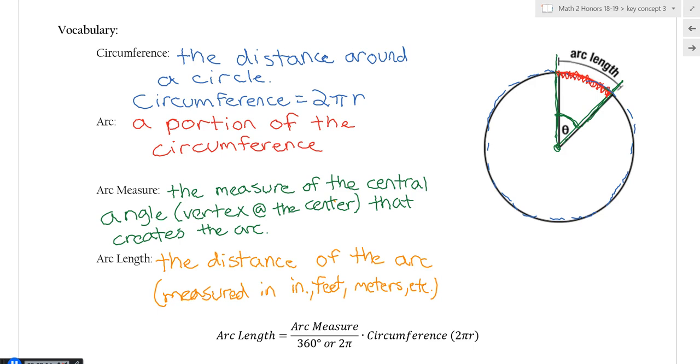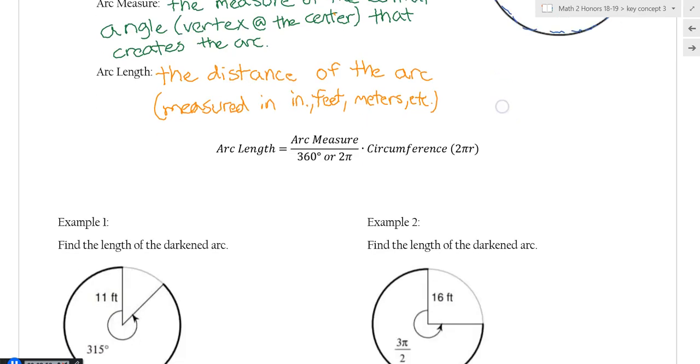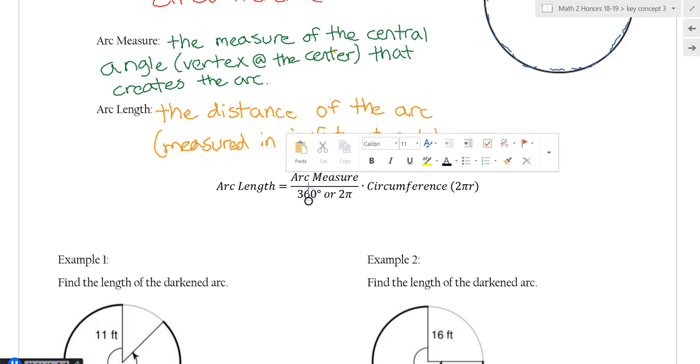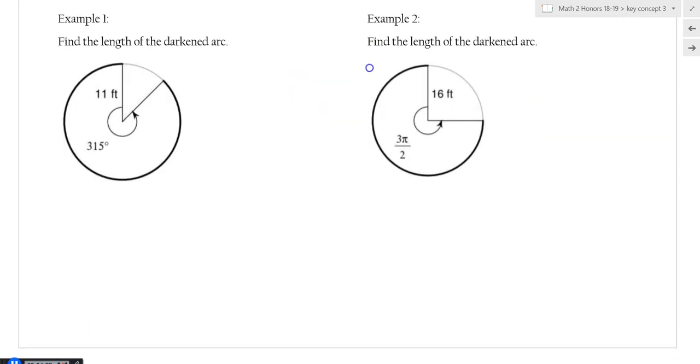Okay. So how do we find the arc length? Well, the arc length is a portion of your circumference. So we take our circumference and multiply it by whatever that fraction is, and we find that fraction by the angle over 360. So if it was 60 degrees, it'd be 60 over 360, that fraction of the circle times the entire circle. Okay. So let's look at example 1.